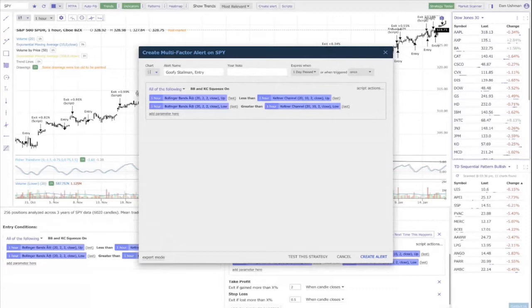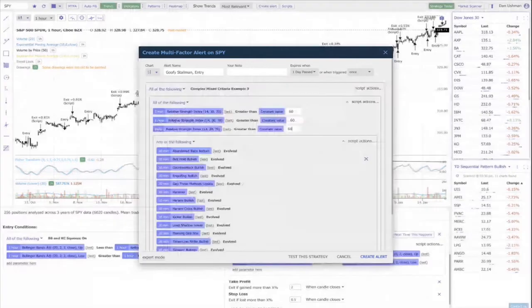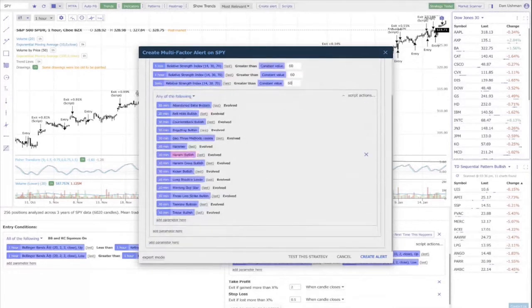And it's worth noting these multi-factor alerts are incredibly flexible and powerful. For example, I'm going to load a different example here. But for example, you can mix multiple time frames together. This one looks for RSI to be overbought on the 5-minute, 1 hour, and daily chart. And then it looks for a particular candle, any of these, to form on the 30-minute chart. You can mix and match any technical conditions you can dream up.